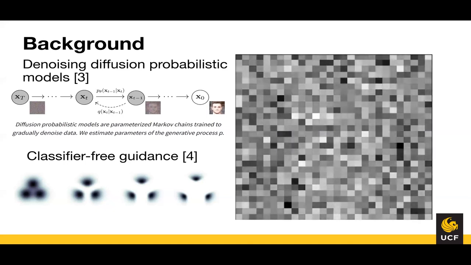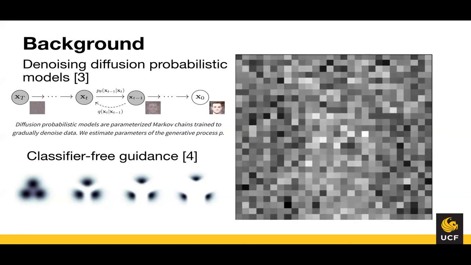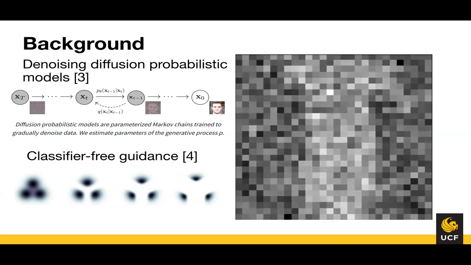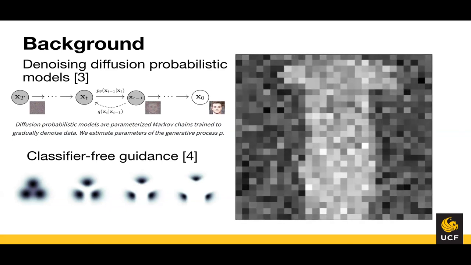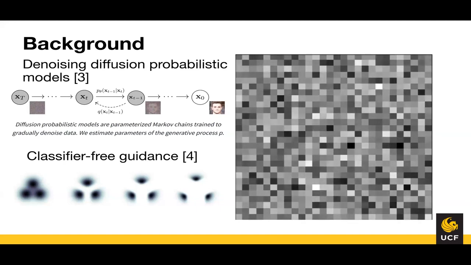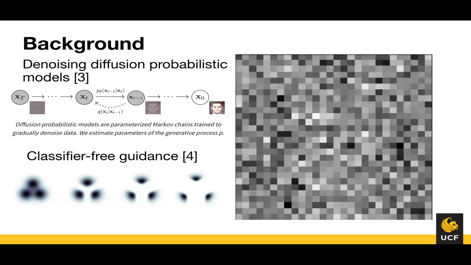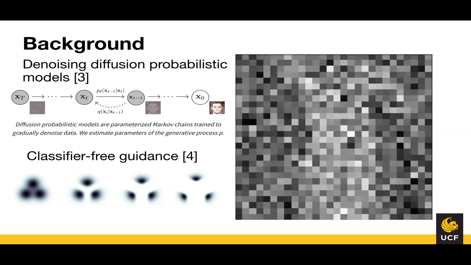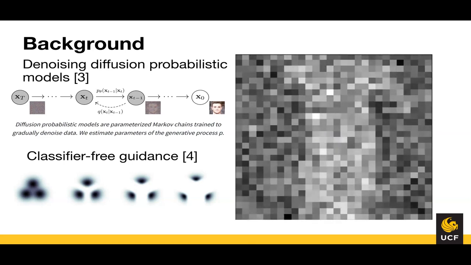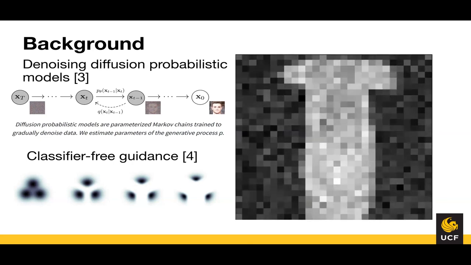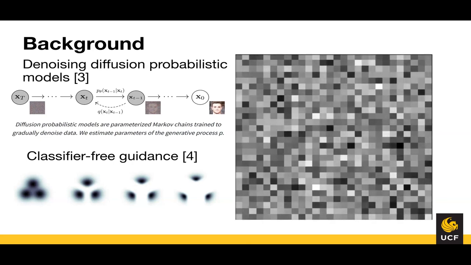So a little bit of review on diffusion models. I won't go too in depth, but essentially diffusion models are parameterized Markov chains that gradually denoise data. And this image on the right shows the denoising process for a model trained on the fashion MNIST dataset. So each time step, noise is iteratively removed from the image. And at the end, we see a shirt. So that's basically the synthesis process for diffusion models.